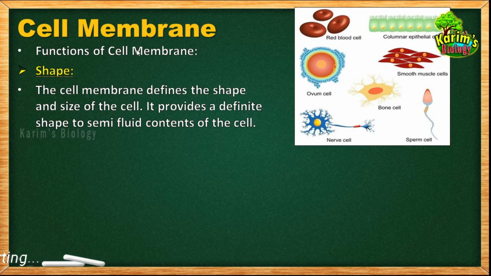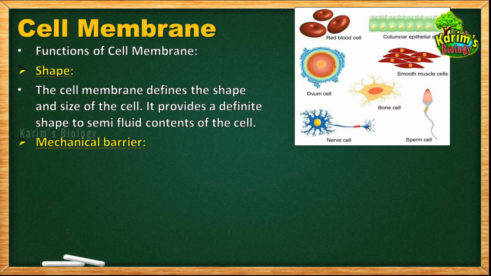What does it mean when the cell is in the shape? That means actually the shape of the cell is because of the semi-fluid contents of the cell. You know children, within the cell there is a jelly-like substance which is semi-fluid. It is not completely fluid like that of the water. It is a jelly-like substance, so it is called semi-fluid content because it also contains so many cell organelles. So the shape of the cell will be determined by the membrane that covers the jelly-like substance. Okay, so that's the first function of the cell membrane.